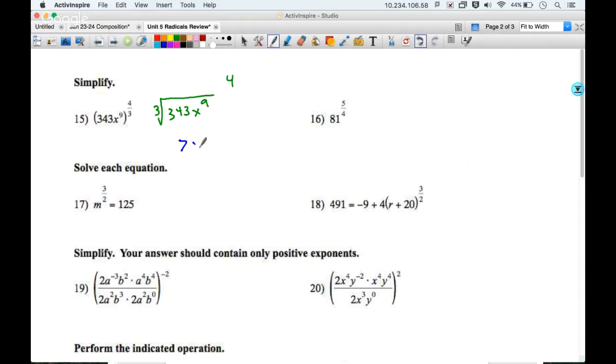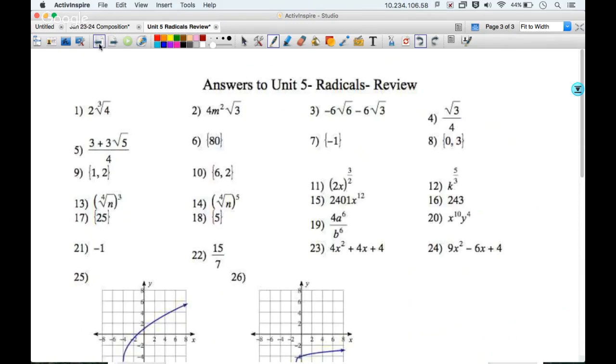If it's not, I'm sorry. Cubed root of x to the 9th is just x to the 3rd. We can make 3 groups of x's there. This is still all being raised to the power of 4. 7 to the power of 4 is, I just checked the answer key, 2,401.